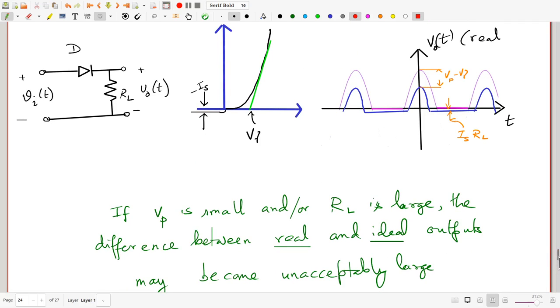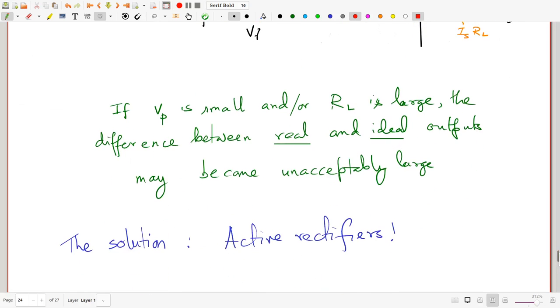So what's the solution to this problem? The solution to this problem is using something called an active rectifier. And since we are discussing op-amp circuits, it's easy to guess that our active rectifier circuits will actually involve an op-amp in some way or the other.